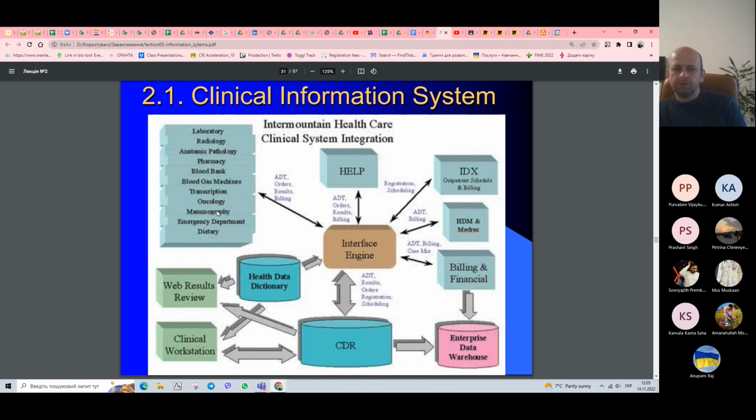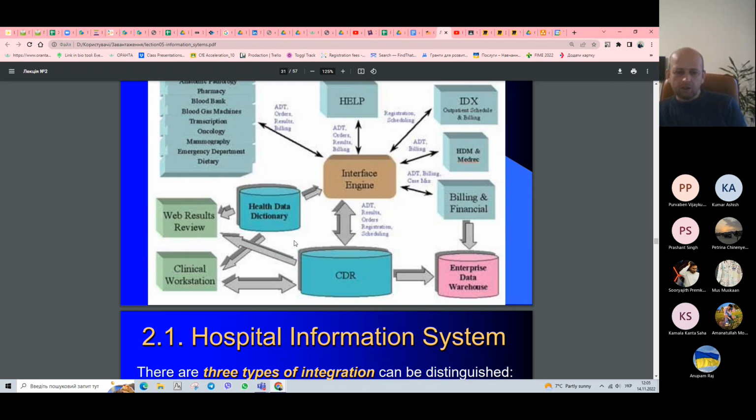This information is present in turn in the healthcare clinical system, as is support for health data dictionary, web result review, clinical workstation, enterprise data warehouse, billing, Medrec, and a lot of others.